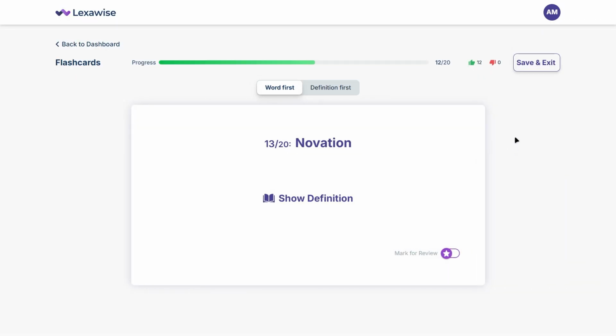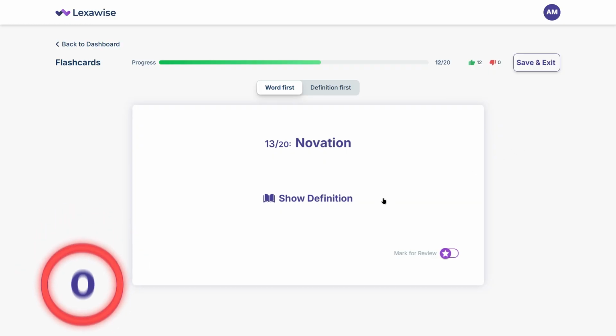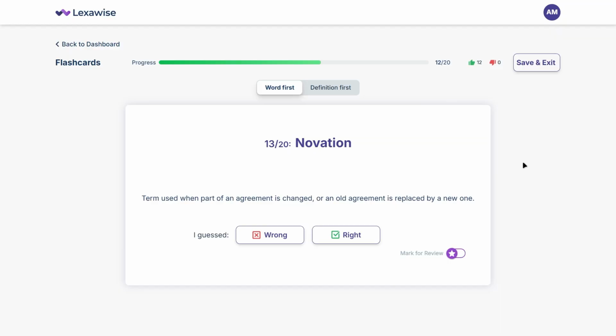Tricky term 13, novation. Don't confuse this with assignment. Novation, term used when part of an agreement is changed or an old agreement is replaced by a new one. Very straightforward, let's move to the next term.